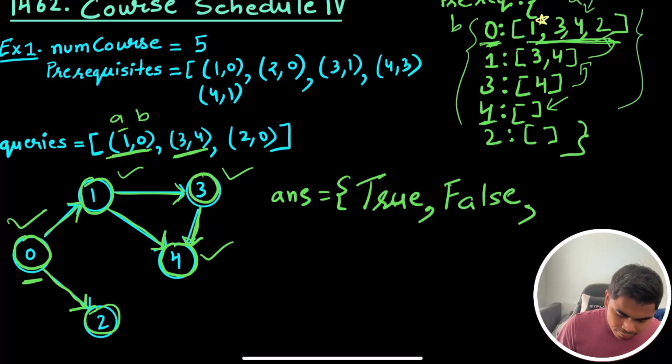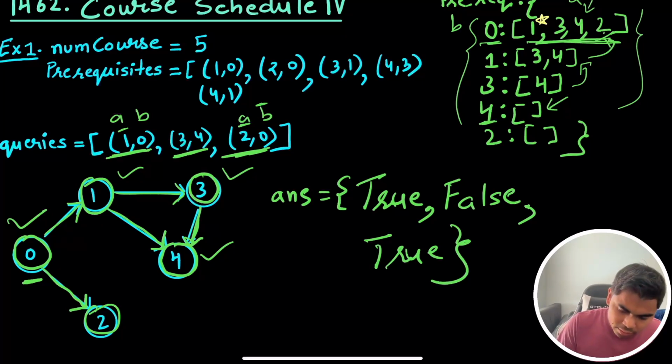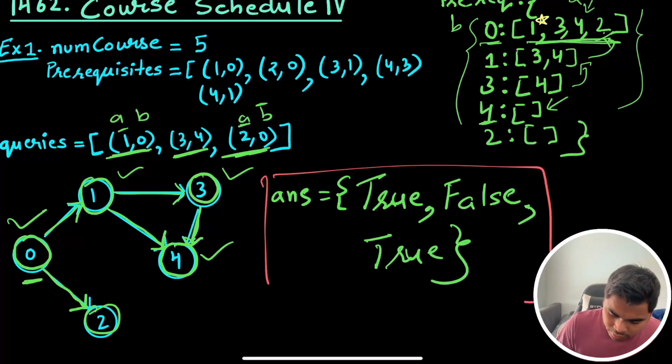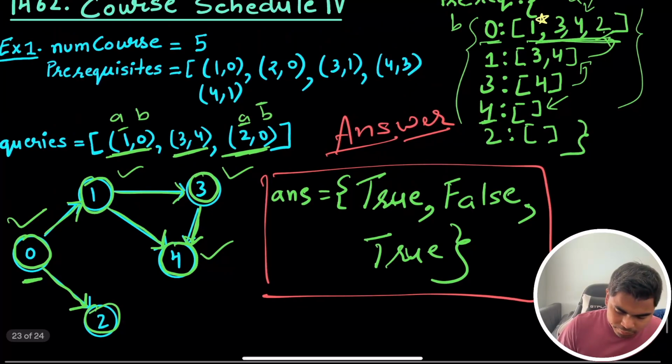Now, how about the next, 2 and 0? So this is A and this is B. Is A present in B's set of values? So B is 0. 0 is right here. Is 2 present there? Yes, it is. So I'll mark this as true. And then this will be the answer, guys. This will be the answer that we will be returning in the end. All right. Now, time complexity for this problem.